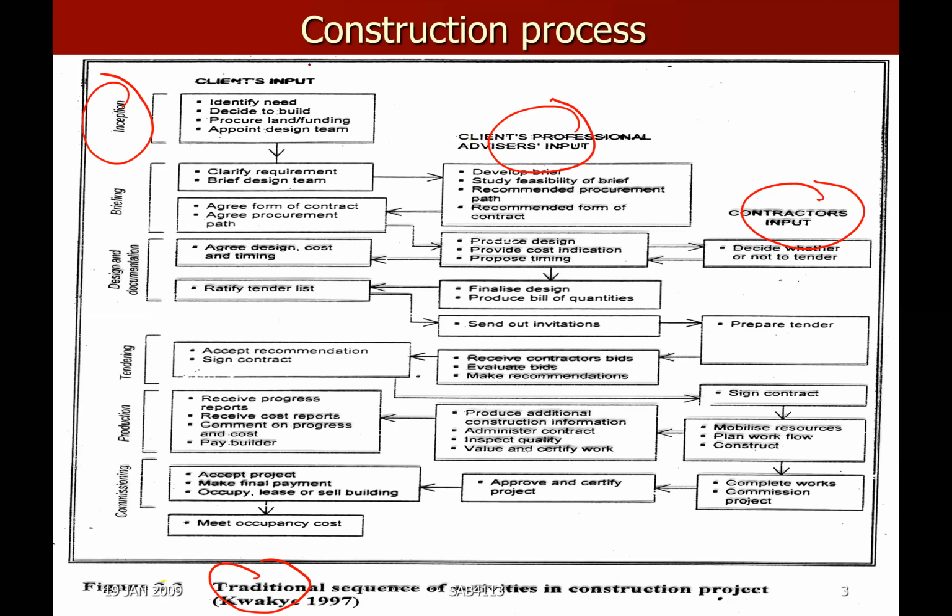This is where you identify the need, decide what to build, procure the land and funding. If, for instance, the client does not own the land, it doesn't mean that the client cannot proceed with any project. Most clients do not own the land anyway. So if you do not have the land, you go and purchase it. You only need money, and then you can always buy land. So procure the land, buy the land, and then get the funding.